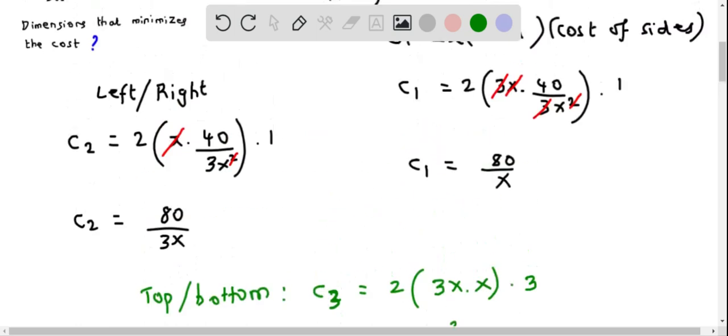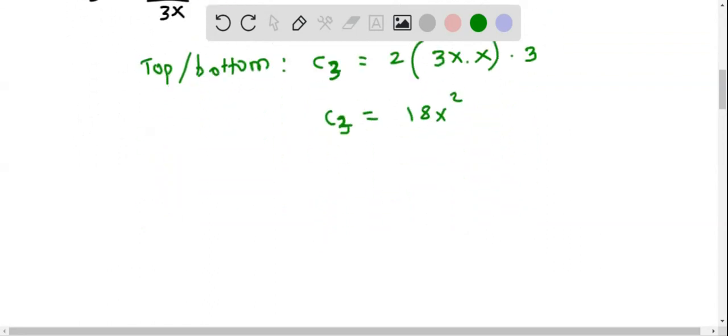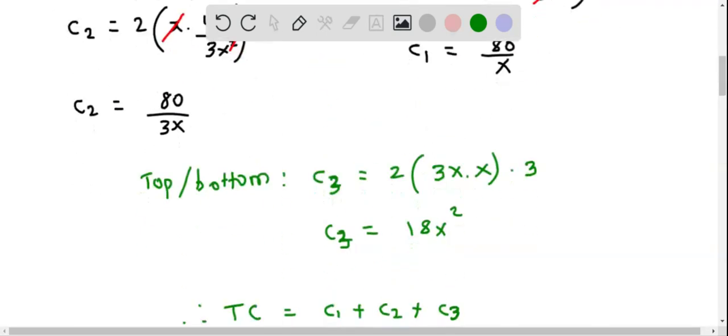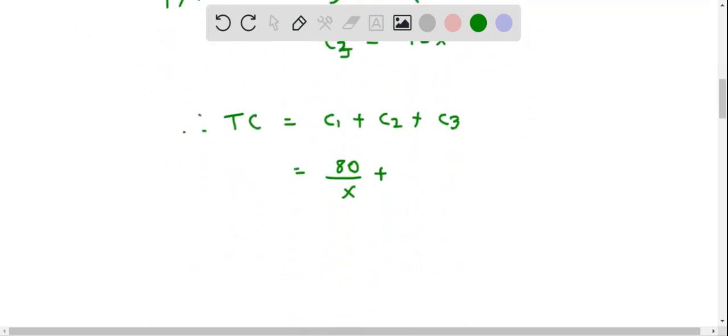Now we have to add all the cost expressions, so we get the total cost expression. Let's say the total cost expression is TC. This equals C1 plus C2 plus C3. So let's replace each of the cost expressions. C1 is 80 over x. C2 is 80 over 3x. And C3 is 18x squared.